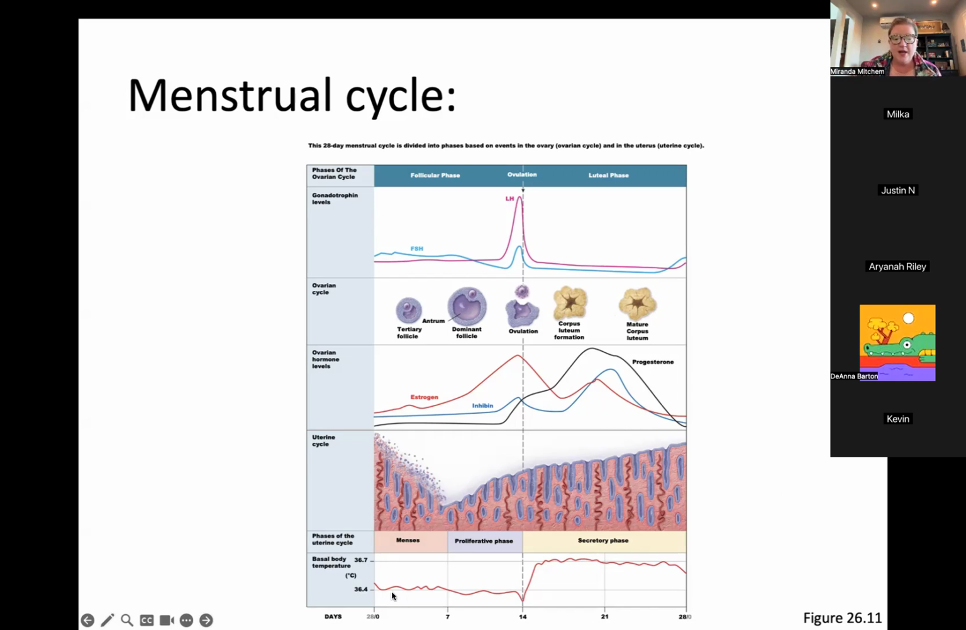Now, at the very bottom, we're looking at basal body temperature. So this is not taken with a normal thermometer.